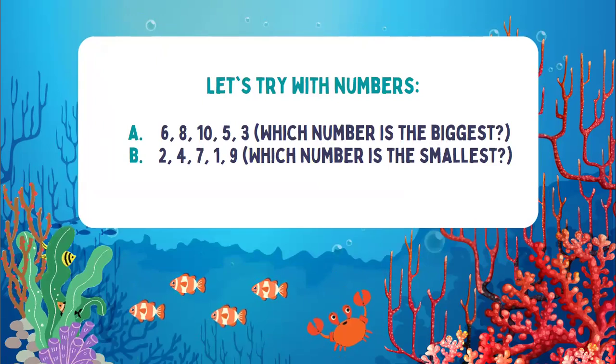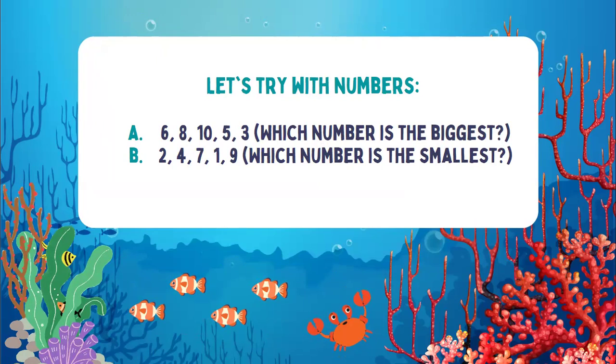In the A question, they are asking which number is the biggest. Here are 6, 8, 10, 5, and 3. Look at the digits in each of these numbers. These numbers only have one digit. 10 has two digits, right? So then 10 becomes the largest number of all.